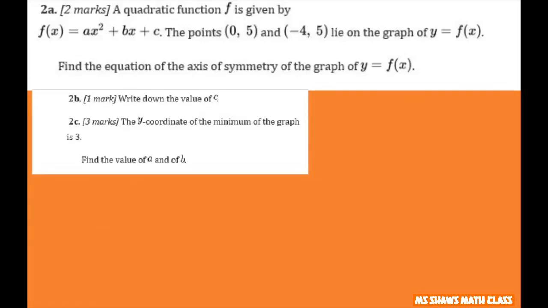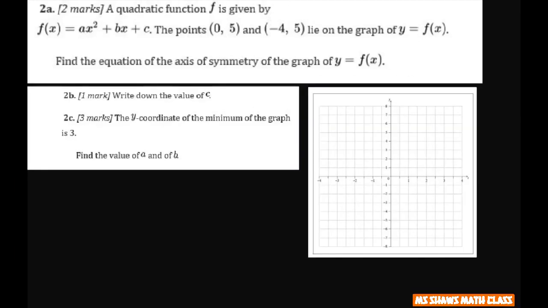Hi everyone, a quadratic function is given by f of x equals ax squared plus bx plus c. The points (0, 5) and (-4, 5) lie on the graph of y equals f of x. We're going to find the equation of the axis of symmetry of the graph of y equals f of x. And then we're going to do also two other questions.